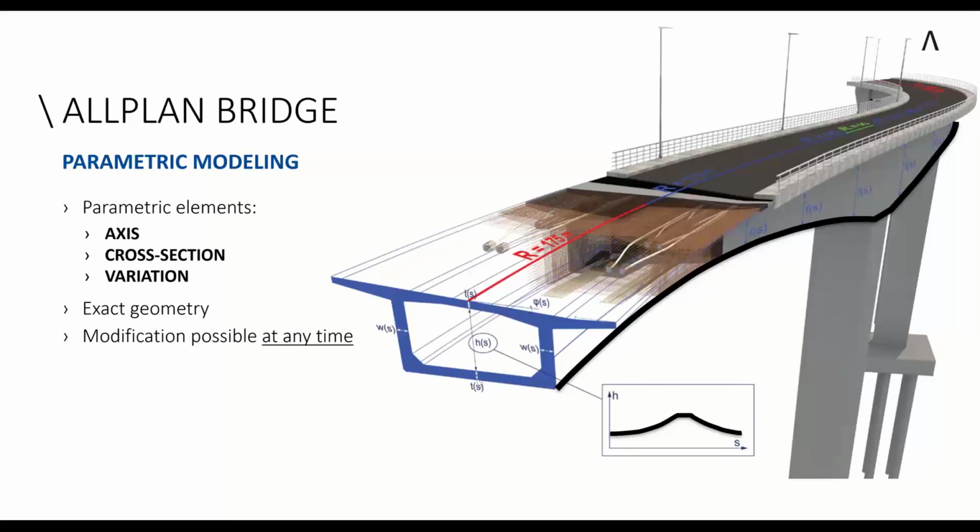And this is the big advantage also if you have changes afterwards, right? You just go back to your one section, you make the slab a bit wider, or you change something in your table, you just recalculate, and the whole 3D model is updated automatically. That's the big advantage of this parametric approach.